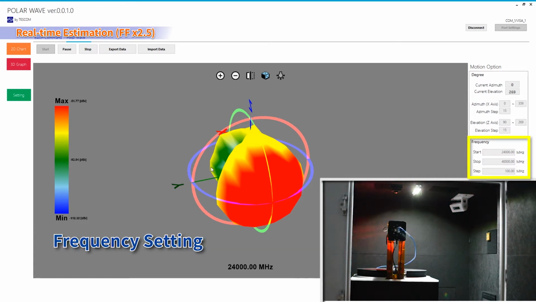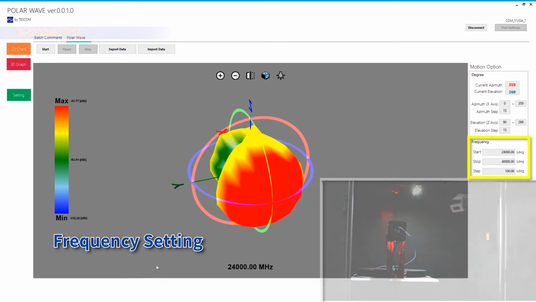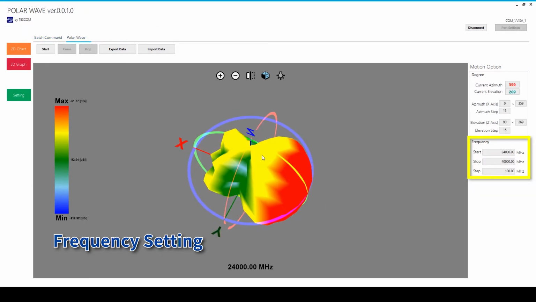Beneath the motion control panel is the frequency setting that configures the start and the stop frequency, and the frequency step which decides how dense the estimation should be. All values are linked to the network analyzer, and right now they are set to measure the band from 24 to 40 GHz by a 100 MHz span.